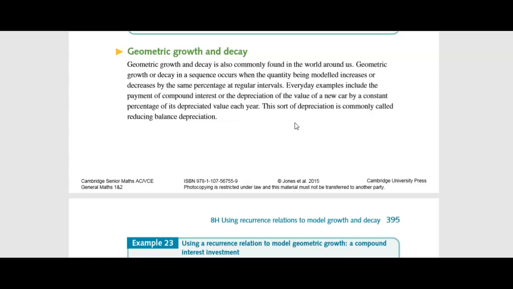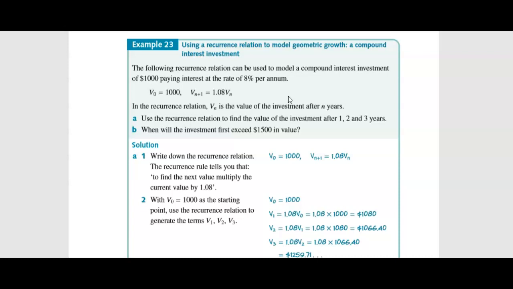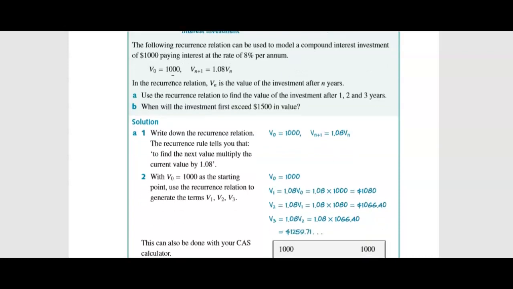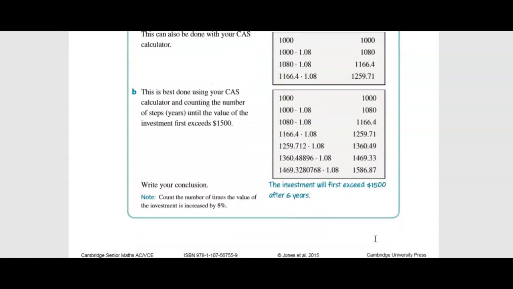So it's geometric growth. And they've given the car example this time, but it's decreased or depreciated by a percentage as opposed to a flat rate. All right, so you can see here in this example, we've got a compound interest investment of $1,000 paying an interest rate of 8%. So same rule or recurrence relation as you had for geometric sequences. So V0 though is your initial value. So you can see here, I'm just using the recurrence relation to get your values. And again, you can do that on your calculator.